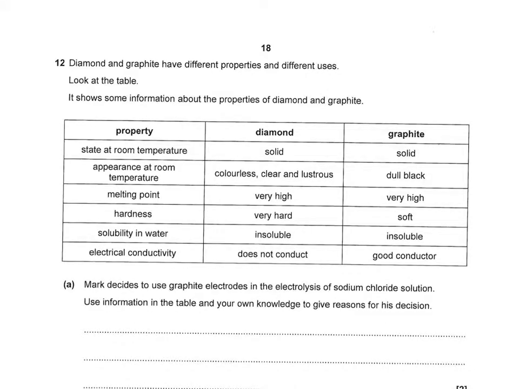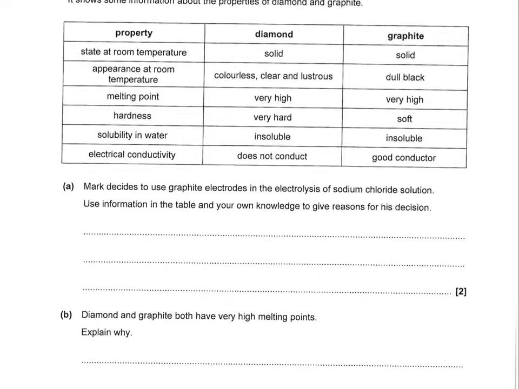Next question. Diamond and graphite have different properties and different uses. Look at the table, it shows some information about the properties of diamond and graphite. So you've got the state at room temperature, appearance, melting point, hardness, solubility and electrical conductivity. Mark decides to use graphite electrodes in electrolysis of sodium chloride solution. Use information from the table and your own knowledge to give reasons for his decision.